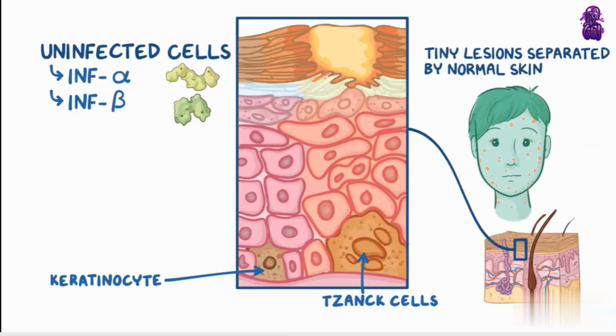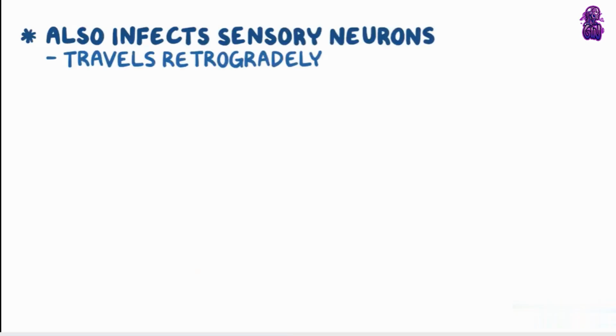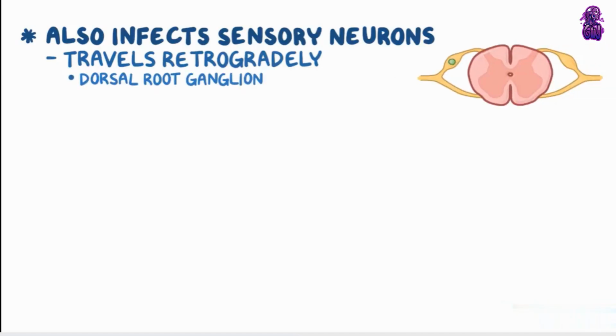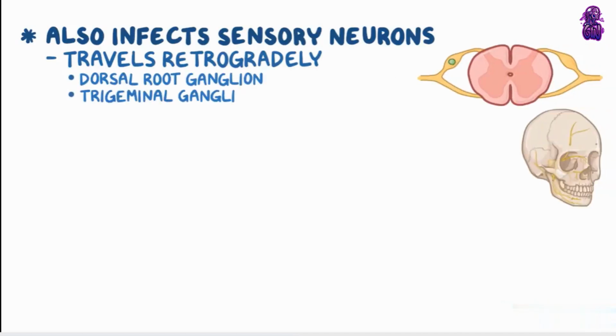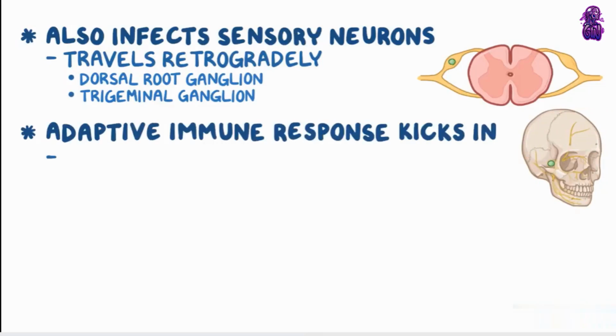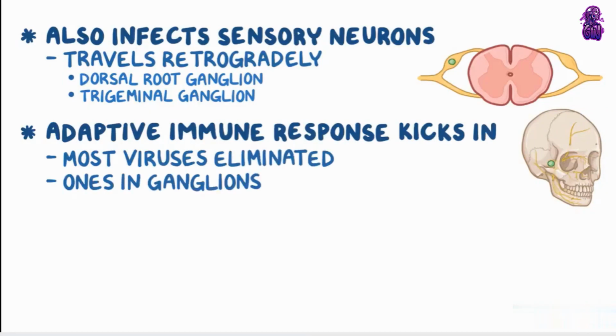In addition to infecting keratinocytes, the virus also infects sensory neurons in the skin, and in those neurons it travels retrogradely, meaning backward through the neuron to the dorsal root ganglia, or, if it's on the face, the trigeminal ganglia. Over time, when the adaptive immune reaction kicks in, most of the viruses in the body are eliminated, but the ones in the ganglions are spared and can remain dormant for many years.